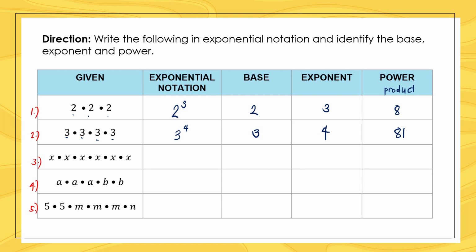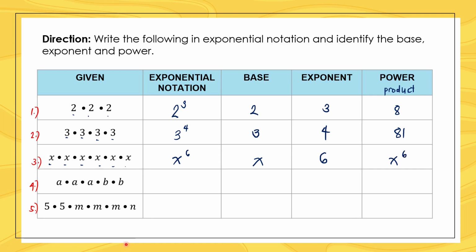Next, for number 3, check your answer if you got this correctly for the whole row. It should be the whole row for it to be considered as checked. So 1 point each per item. So we have x times x times x times x times x times x. The exponential notation for this is x. And then count the number of times it is multiplied to itself. 1, 2, 3, 4, 5, 6. Thus, your base is x, your exponent is 6, and the power is still x raised to the 6th power.